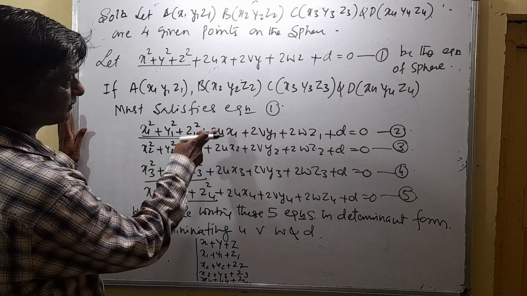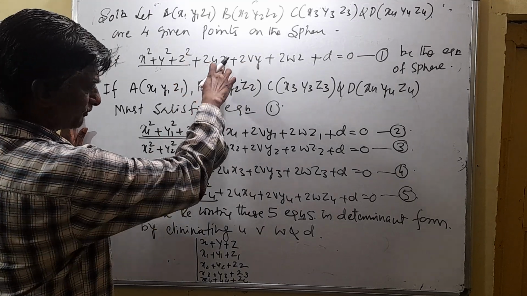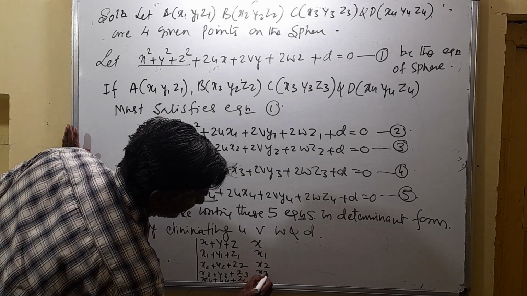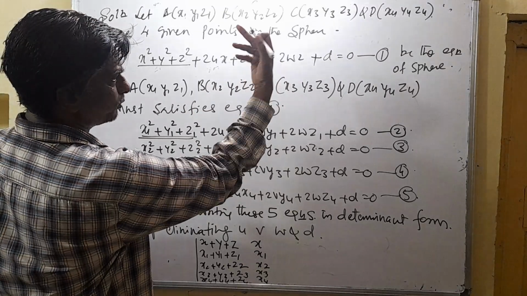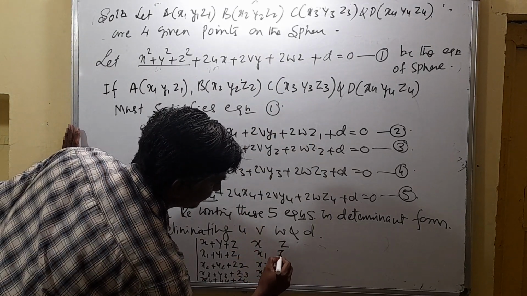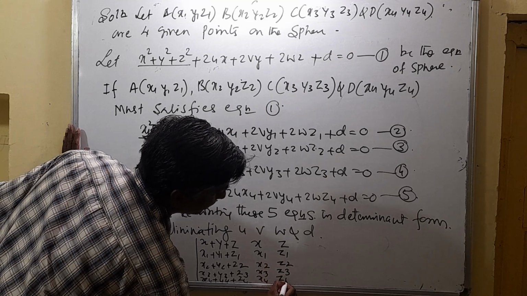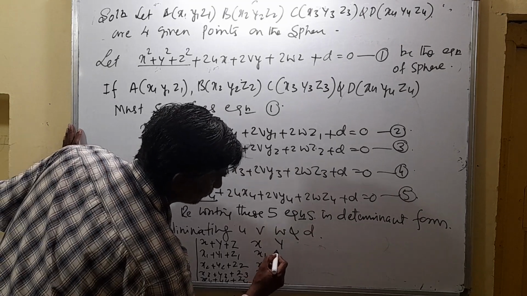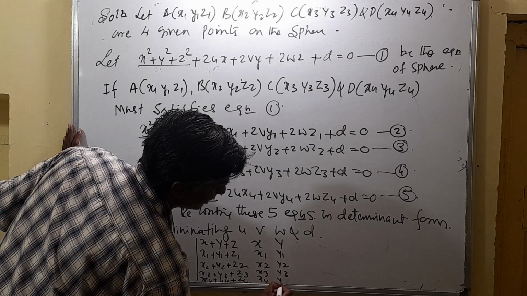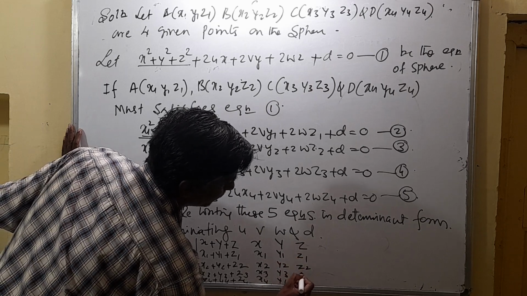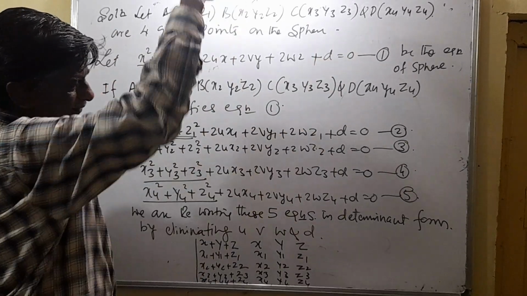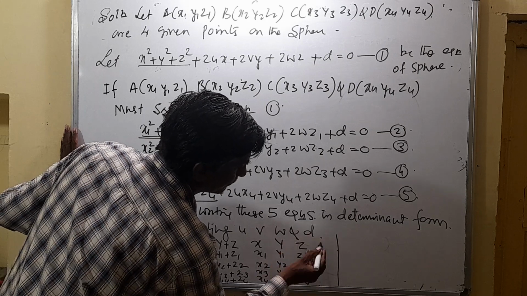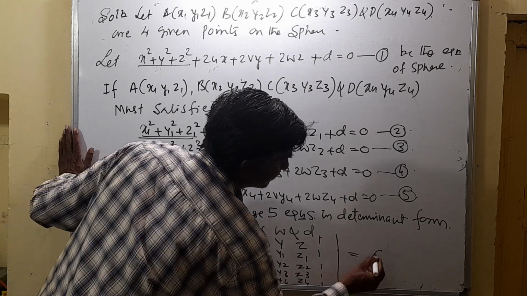What is the second column? Here, eliminating 2u, you leave it. What is left? x. Here, what you get? x1, here x2, here x3, here x4. Then 2v eliminated, what is left? y, y1, y2, y3, y4. Then 2w eliminated, what is left? z, z1, z2, z3, z4. After d is removed, 1, 1, 1, 1, 1. This determinant is equal to 0.